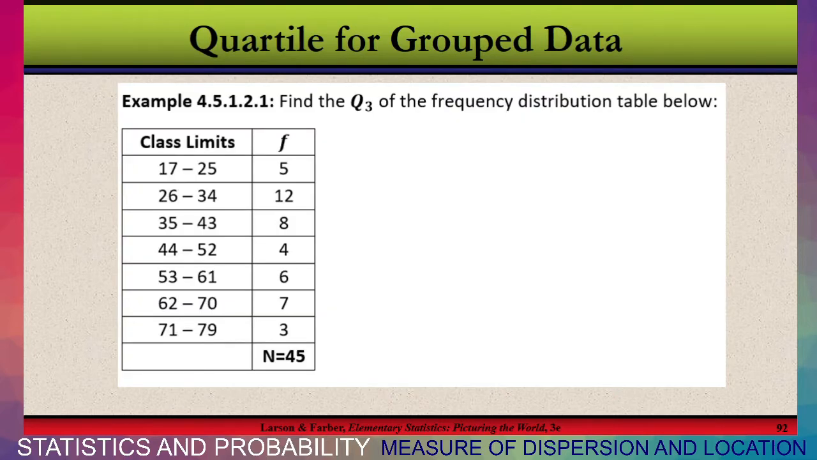Okay? Example 1. Find the Q3 of the frequency distribution table below. Hanapin daw natin yan. Yung unang class limits is 17 to 25. Next is 26 to 34, 35 to 43, 44 to 52, 53 to 61, 62 to 70, and 71 to 79.